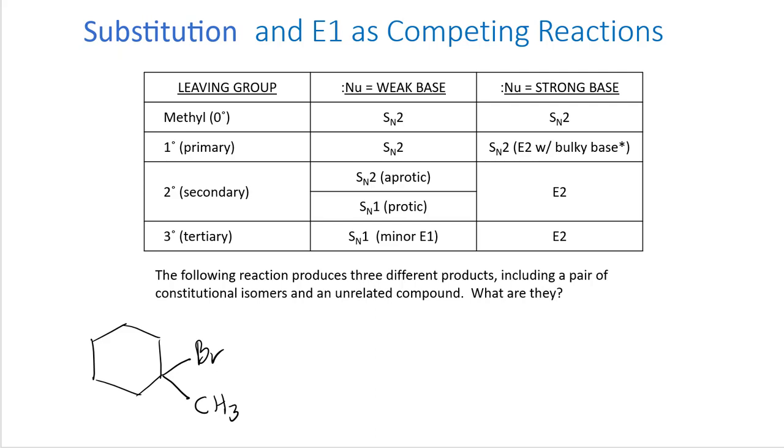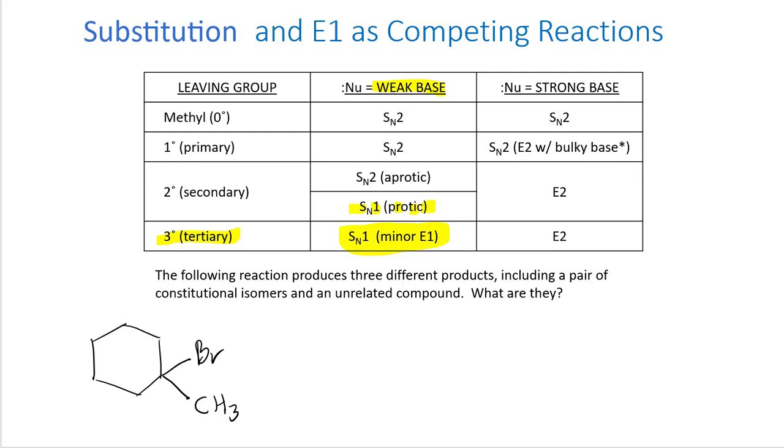And we want to spend a little bit of time talking about reactions where we can actually get a mixture of products from both types of reactions. And this tends to happen when we have weakly basic nucleophiles and fairly highly substituted leaving groups. So it's most prevalent with tertiary leaving groups and weak bases, but it can happen sometimes with secondary leaving groups under protic conditions as well.